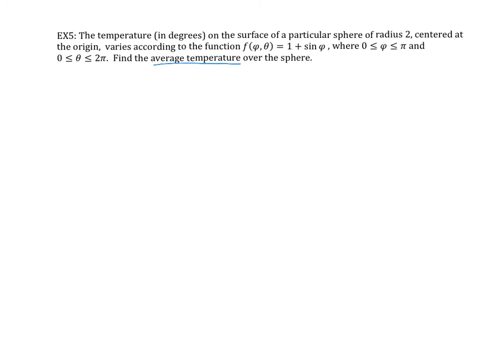Whenever we're integrating and we're trying to find an average, remember we also have to divide by whatever the area of that region is. So we're trying to find the average over a surface. We're going to do the surface integral, and we're going to divide by the surface area. So surface integral divided by surface area. That would give us the average over the surface. So it's the average temperature over the surface, which is a sphere.